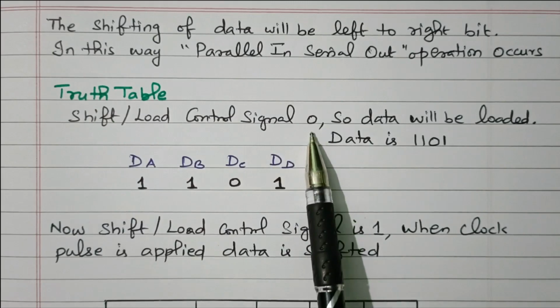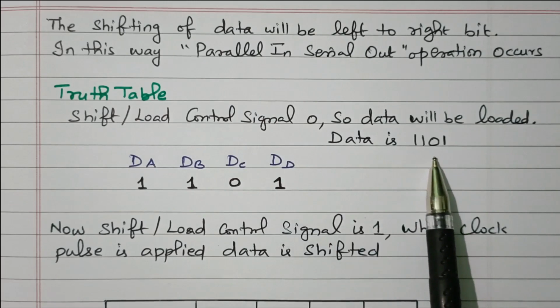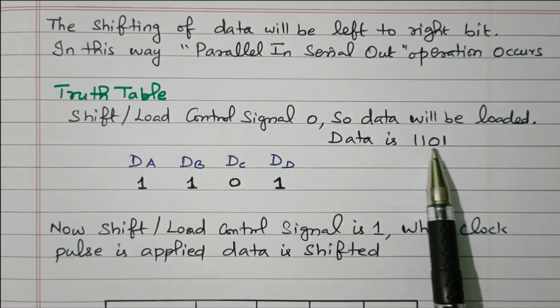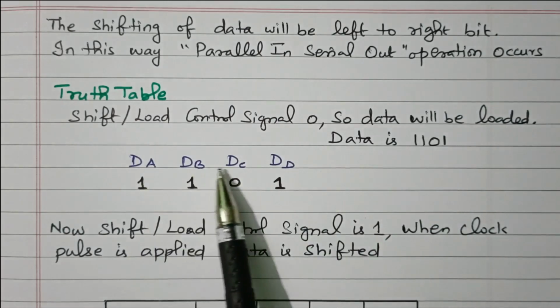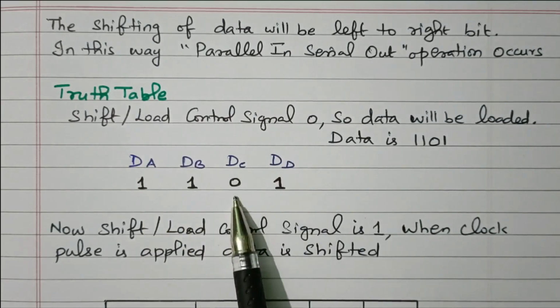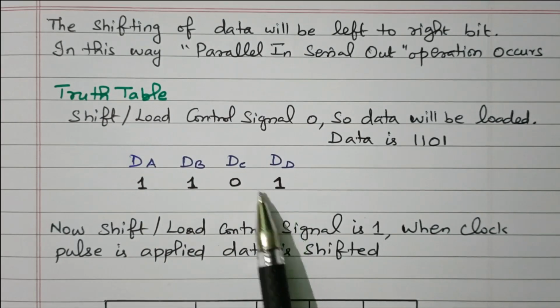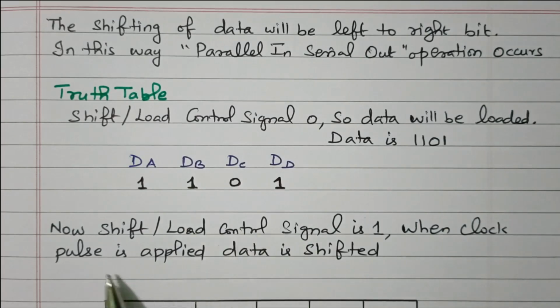Shift or load control is 0, which means it is parallel loading. The data is 1, 1, 0, 1. Through the AND gates and OR gates of G1, G2, G3, this data 1, 1, 0, 1 is transferred to DA, DB, DC and DD. Right? DA will get 1, DB will get 1, DC is 0 and DD will be 1. Through the NOT gate, G1, G2, G3, the data is loaded in parallel. Now the shift or load control is 1 when the clock pulse is applied. Now what happens? Shifting. Now the data will be shifted. G4, G5, G6 AND gates will be enabled.